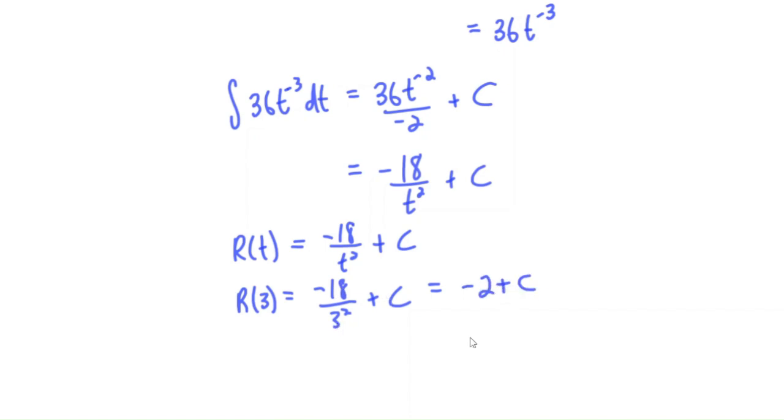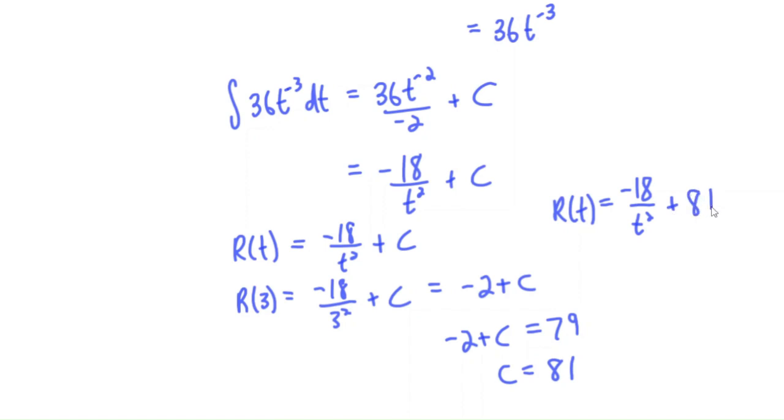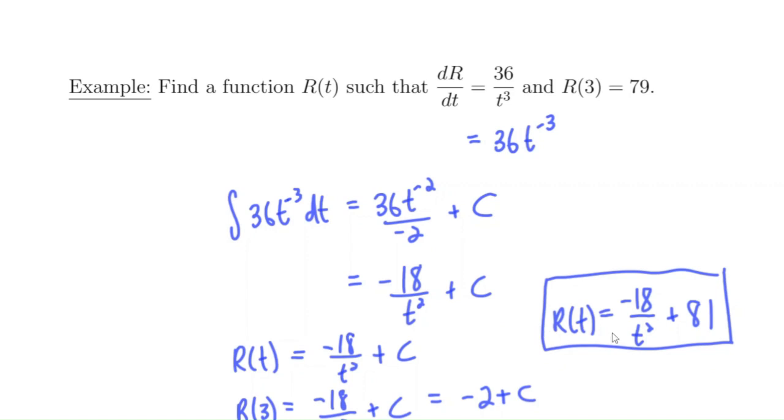And so we want negative 2 plus c to equal 79. So add 2 to both sides, we're going to get c equals 81. So our final answer is not 81, right? Our final answer is that r of t is equal to negative 18 over t squared plus our c, but our c we found was 81. And you can check that this satisfies both of these conditions. The derivative is going to be 36 over t cubed, and r of 3 will be 79.